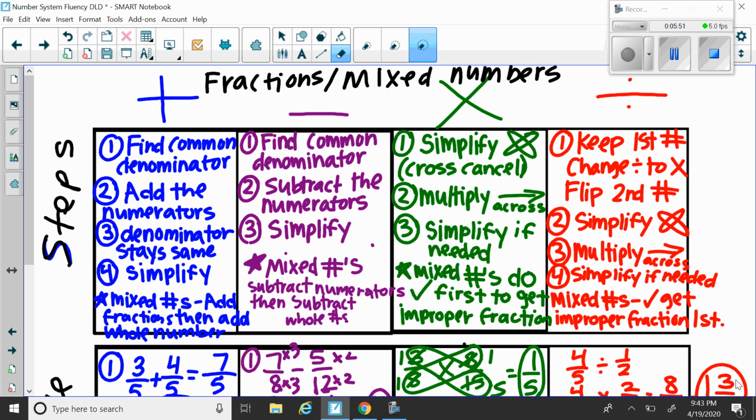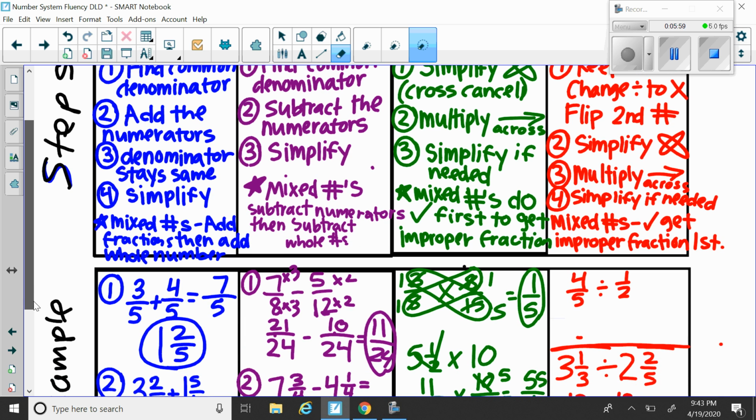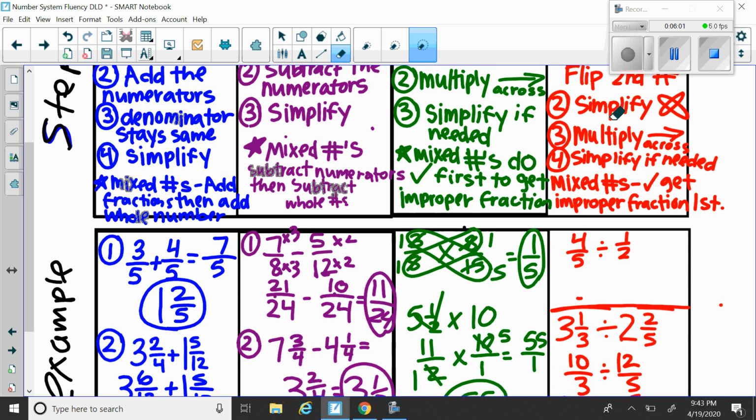And then actually, let's do this example. Let me erase it real quick. Okay, so I think this was a 3. Let me get my pen back. I think this was a 3. Maybe. We're going to make it a 3.